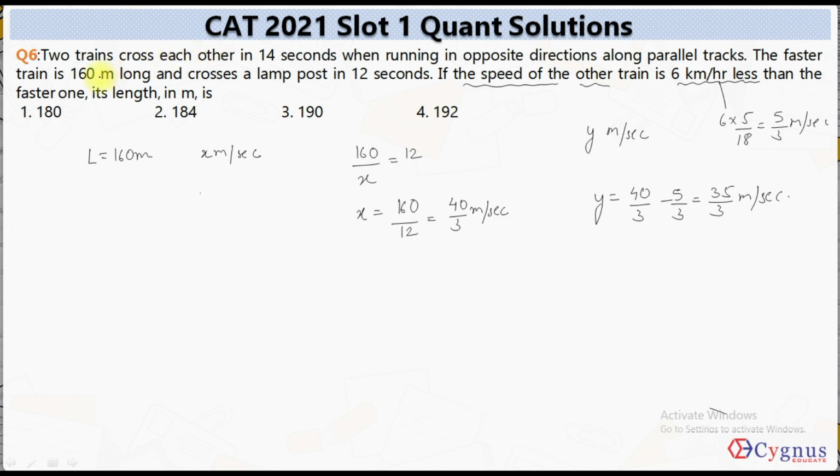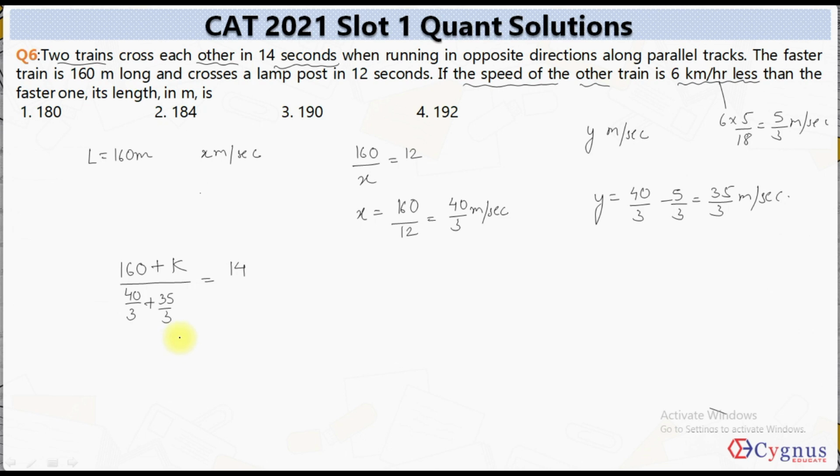Now let's move on to the first information. Two trains cross each other in 14 seconds. If they're going to cross each other together, they'll cover their lengths. The length of the faster train is already known to me, that is 160. Let's say the length of the slower train is k. This must be the total distance covered by both the trains divided by the speed. Since they are moving in the opposite direction, the speed will become what? Relative speed will be the sum of their speeds. That is 40 by 3 plus 35 by 3. This time is already given equal to how much?